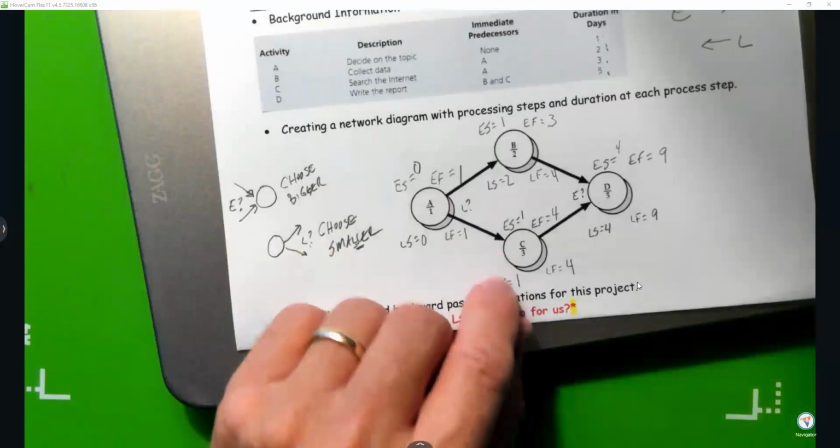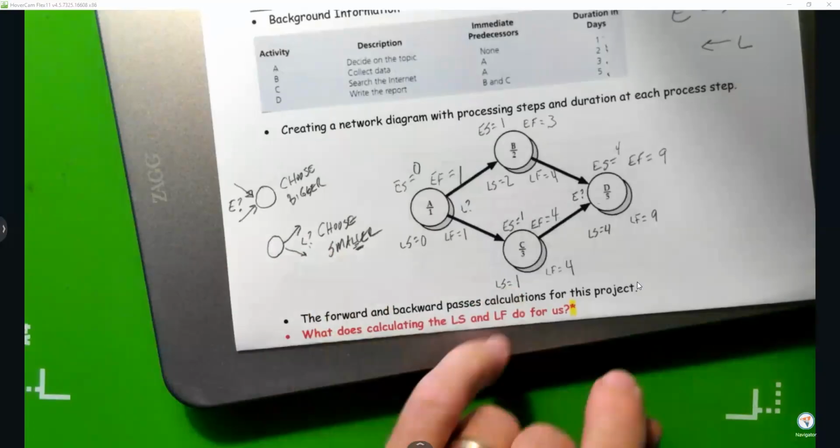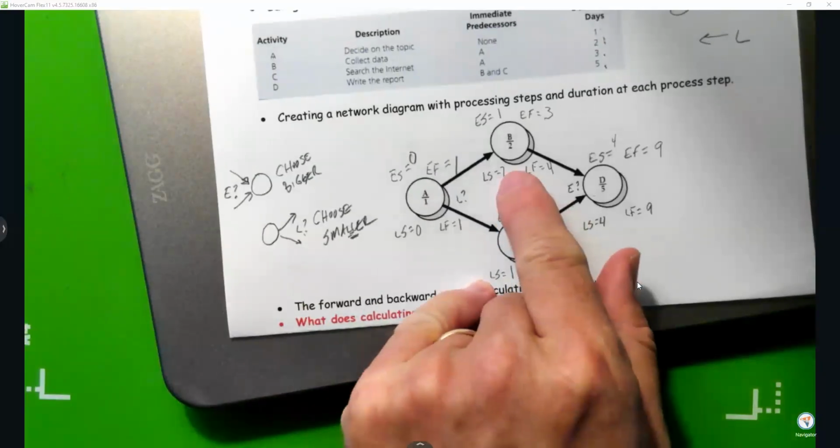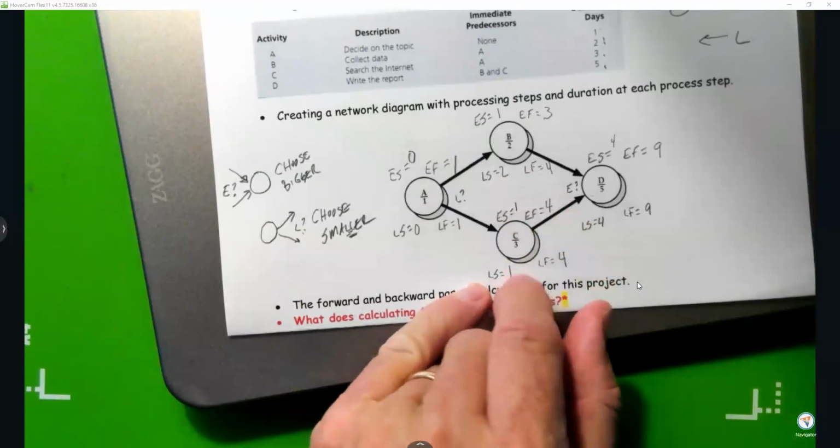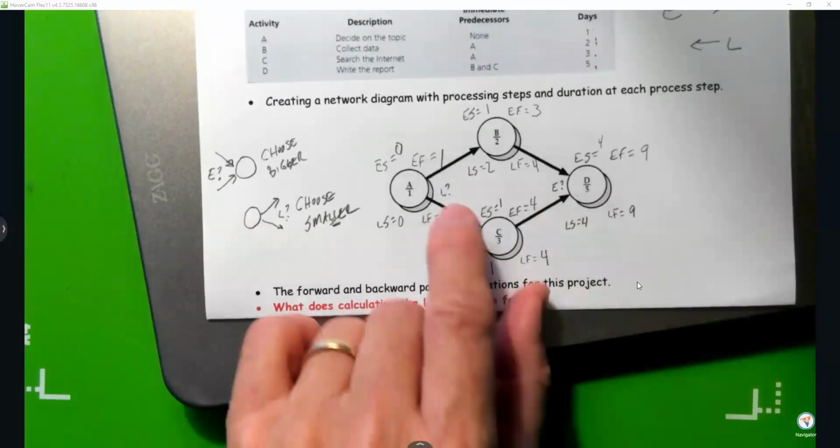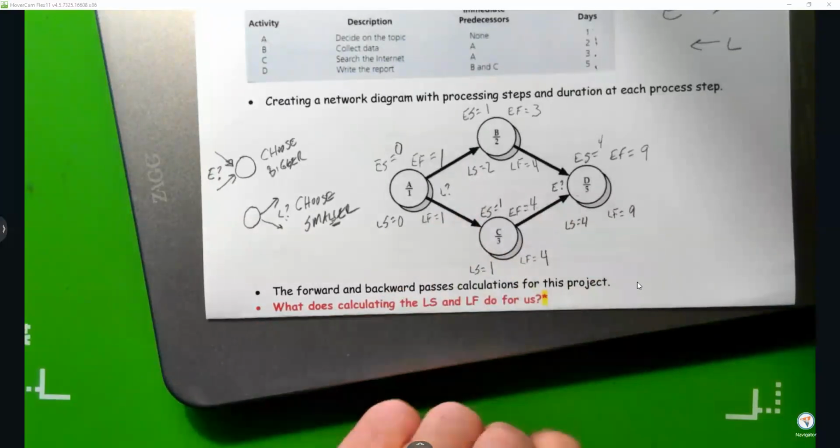So like in this one, we had an LS of 1 and an LS of 2. I chose the smaller LS. I put that number right there. And so that's how it goes.